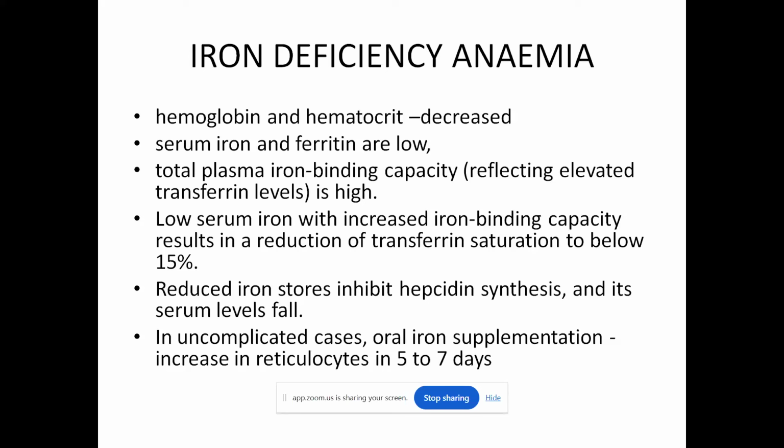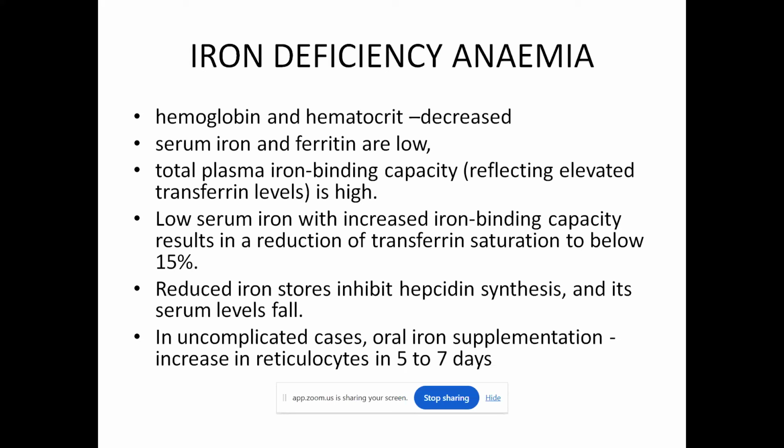In iron deficiency anemia, hemoglobin is less, hematocrit is less, and serum iron and ferritin levels are low. The total iron binding capacity will be high. Iron saturation is less than 15%. And with reduced iron stores, hepcidin levels decrease, so the hepcidin level will also be low. So this is about iron deficiency anemia.